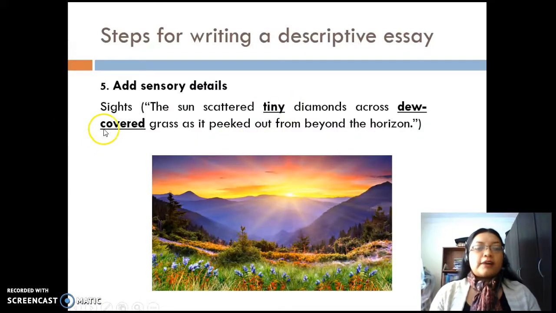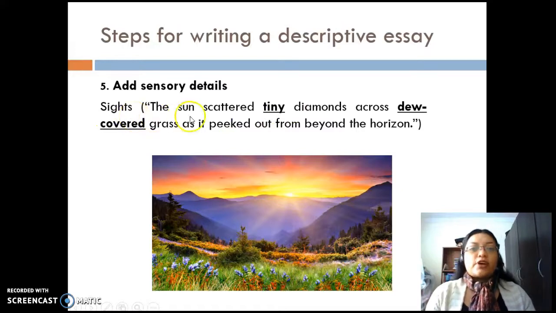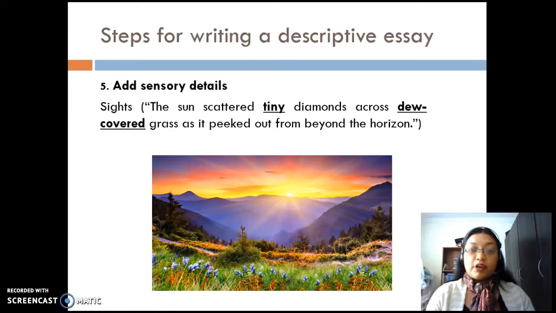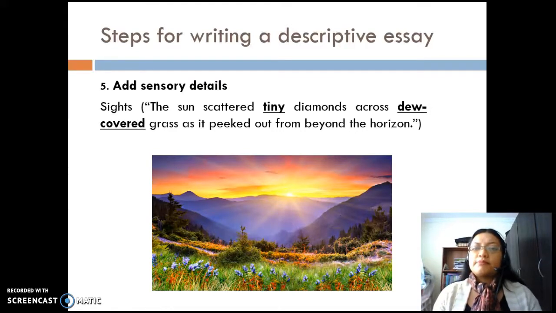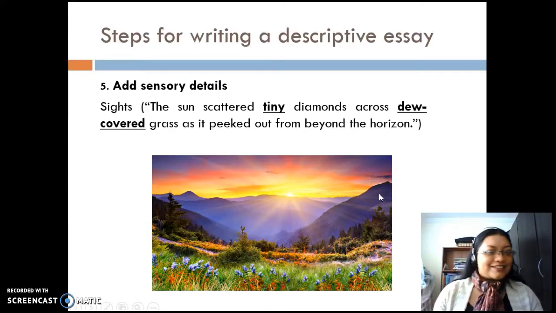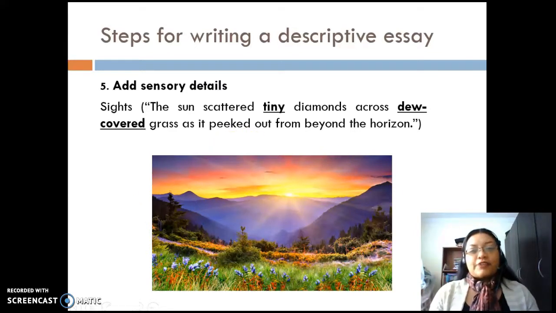In terms of sight, for example, this one: the sun scattered tiny diamonds across the covered grass as it peeked out from beyond the horizon. It's another way to say sunrise, you see? So in here we have the information, but it is full of details, adjectives, describing devices, so you can make use of them for your essay.